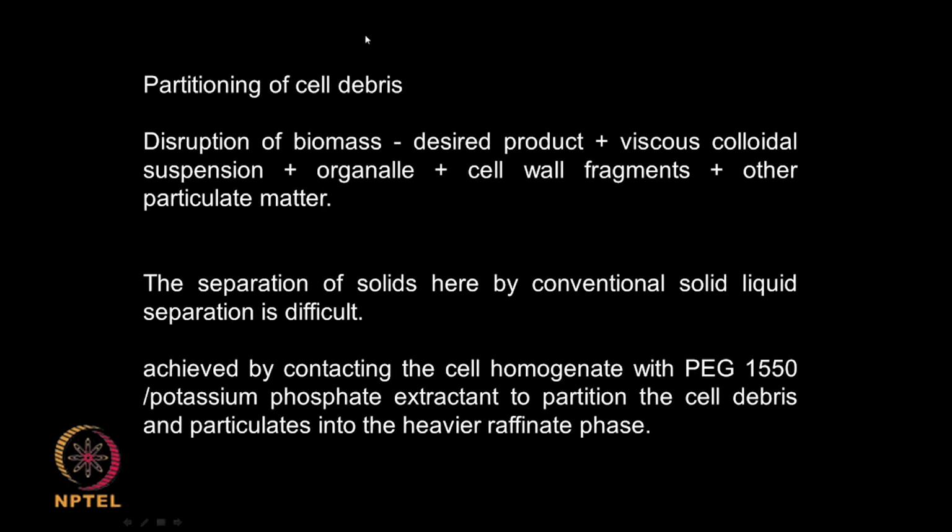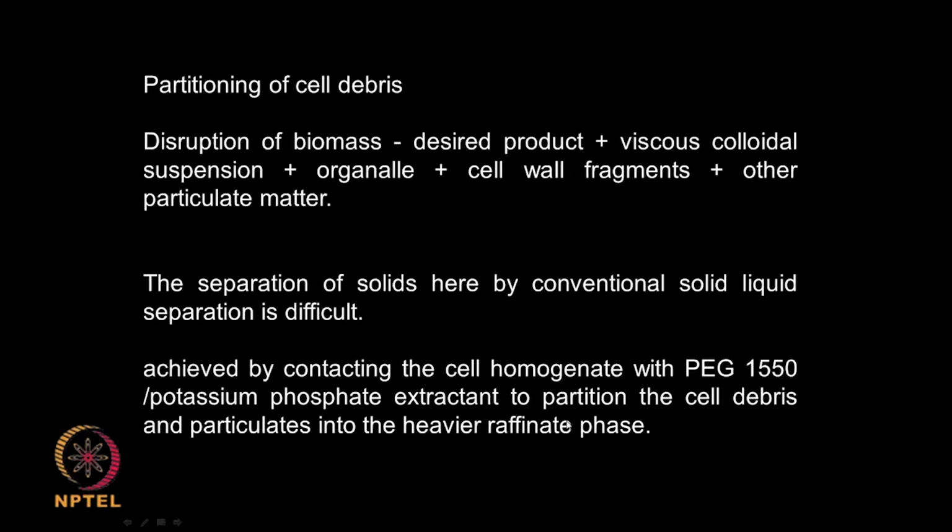So, partitioning of cell debris: disruption of biomass, then you have the desired product, it will have a viscous colloidal suspension, organelle, cell wall fragments and others. So, the separation of solids by conventional solid-liquid separation is difficult, whereas we can achieve it by contacting the cell homogenate with PEG and potassium phosphate extractant to partition the cell debris and particulates into the heavy raffinate.